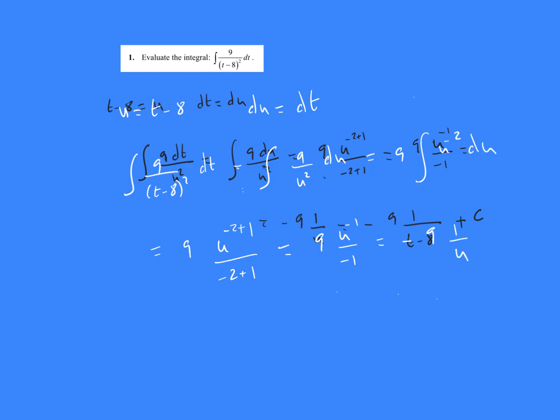And the problem is not solved yet. The problem says that u is t minus 8. So it will be minus 9 divided by (t minus 8) plus c. And now the problem is solved. If you want to check, you can do the derivative of this function, minus 9 divided by (t minus 8), and you will obtain the integrand. And the problem is solved.